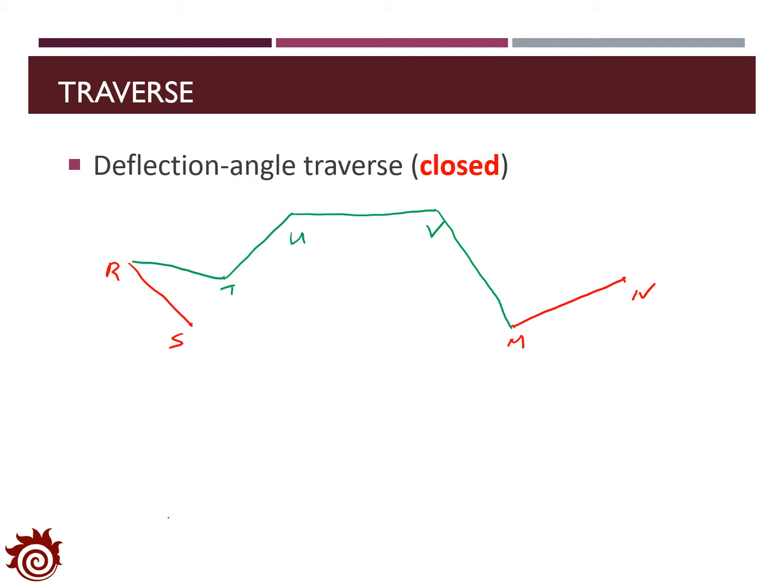With that, we will have alpha 1, which is angle to the right, alpha 2, angle to the left, alpha 3, angle to the right, alpha 4 to the right, and eventually we have alpha 5, angle to the left.